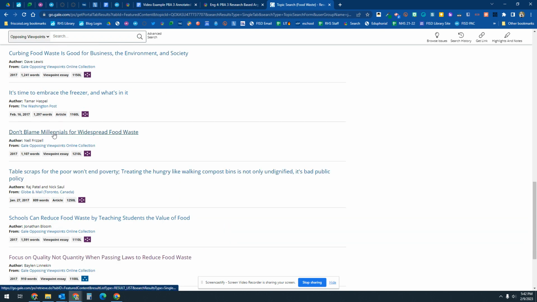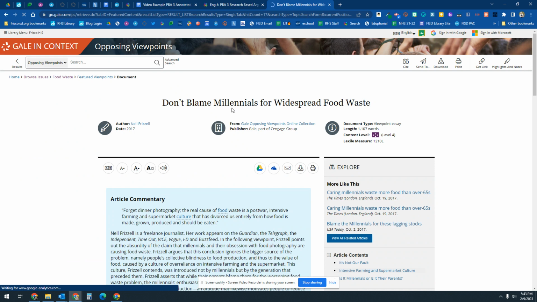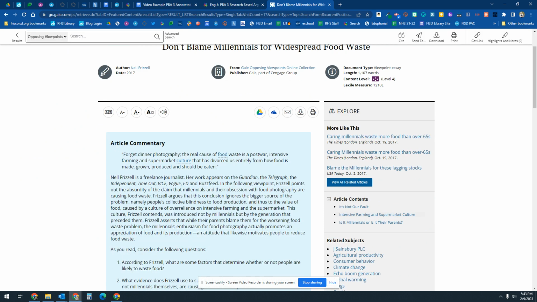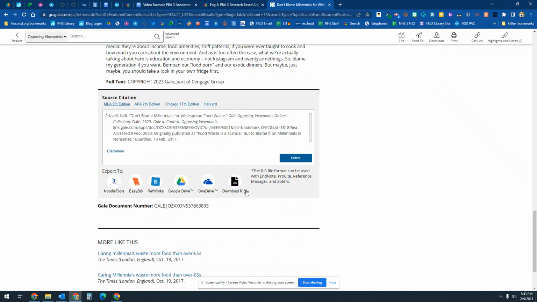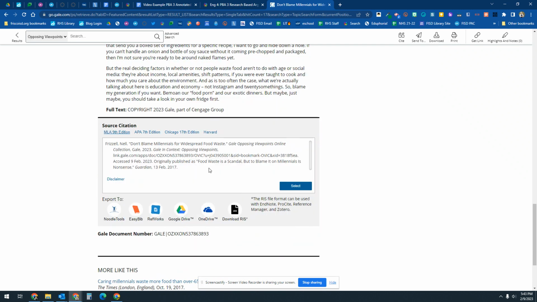So this would be a great example of a viewpoint with bias and opinion in it. This is "Don't blame millennials for widespread food waste." So clearly someone at some point said, it's the millennials' fault that we have so much food waste. So you'll notice here at the top, it's going to give you some commentary and it's going to tell you a little bit about the journalist. This is a freelance journalist. Her work appears in Guardian, The Telegraph, Independent, Time Out, Vice, Vogue, BuzzFeed. So this particular article came from The Guardian.